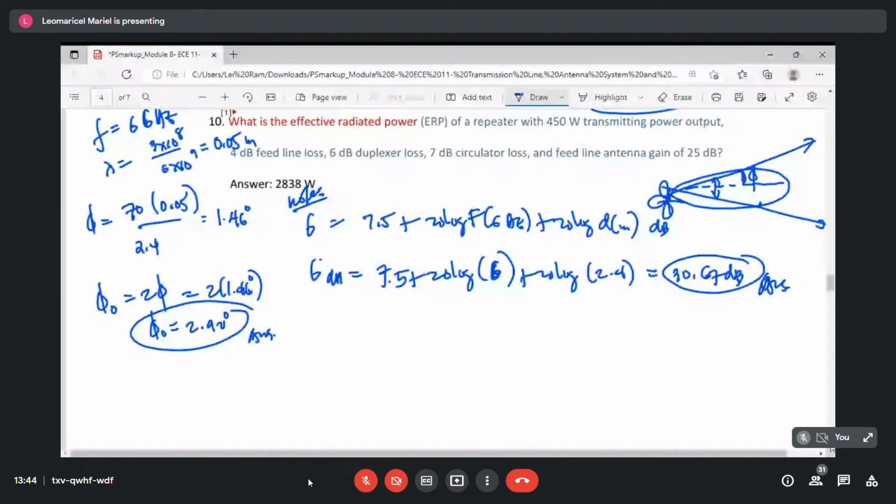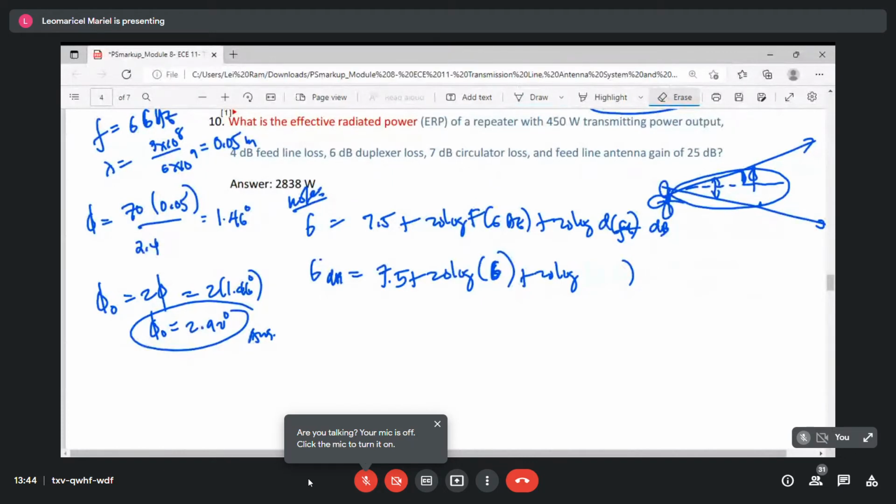20 log of frequency in gigahertz, log of diameter. Okay, that is right, 7.5. Okay, it was wrong after all. In this kind of formula, the diameter must be in feet. It is in feet, so that was wrong. Let's fix it, because with this formula the diameter should be in feet.